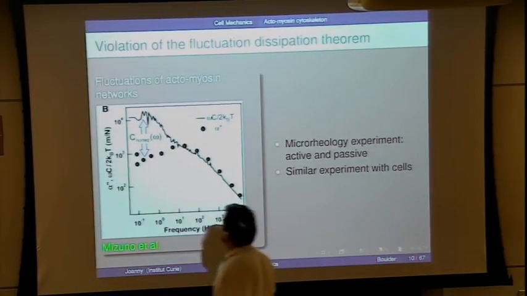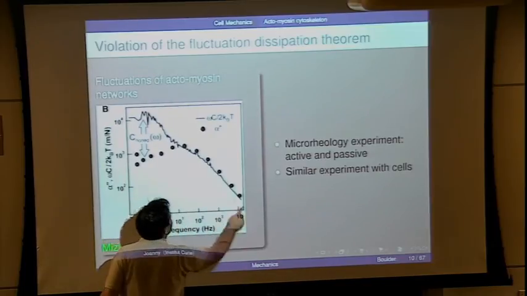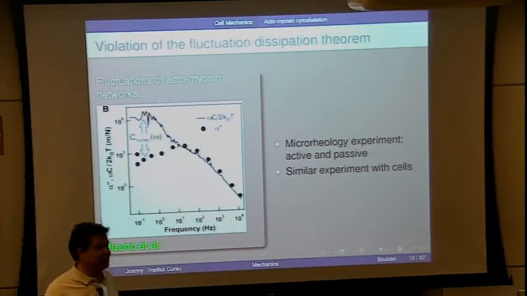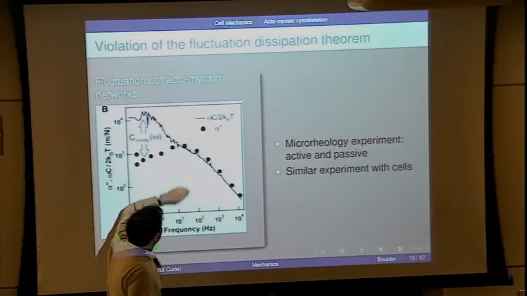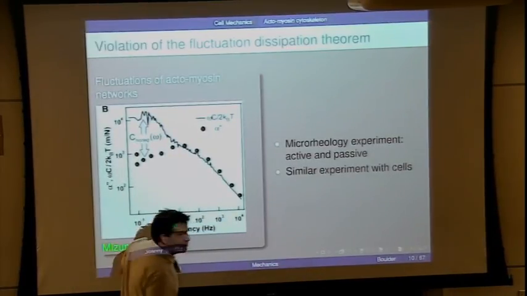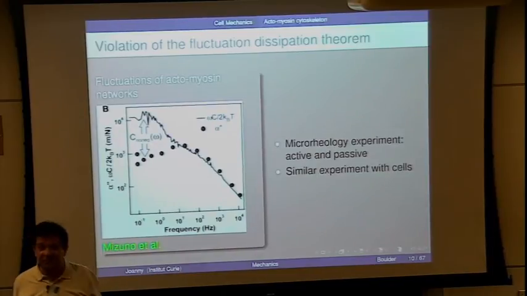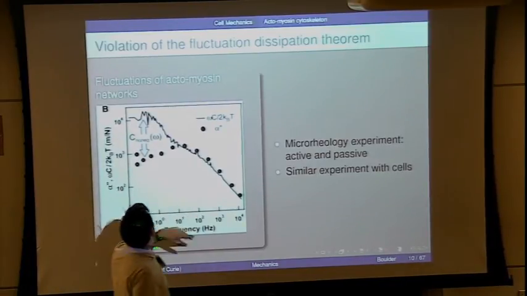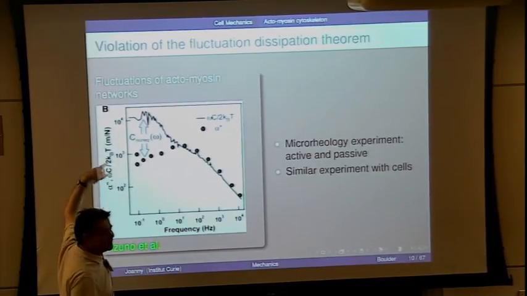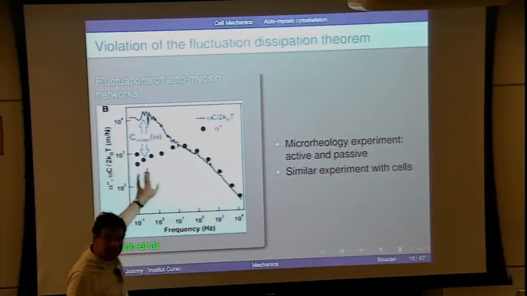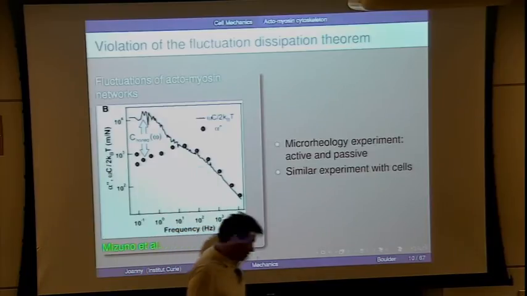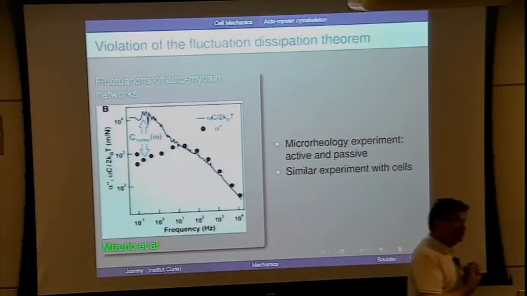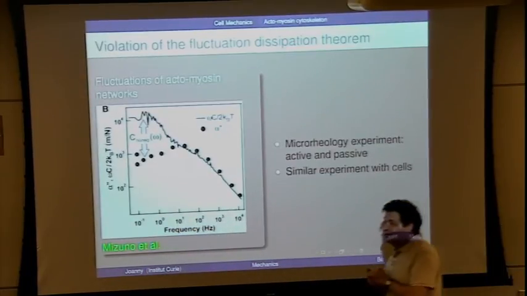So this is the imaginary part of the response function. This is the fluctuations. You see that if you go to high frequencies, above 10 hertz, they're identical. They're identical because they divided this by 2 kT over omega, so the ratio should be 1. At large frequencies, they are the same. So at large frequencies, the system is at equilibrium.